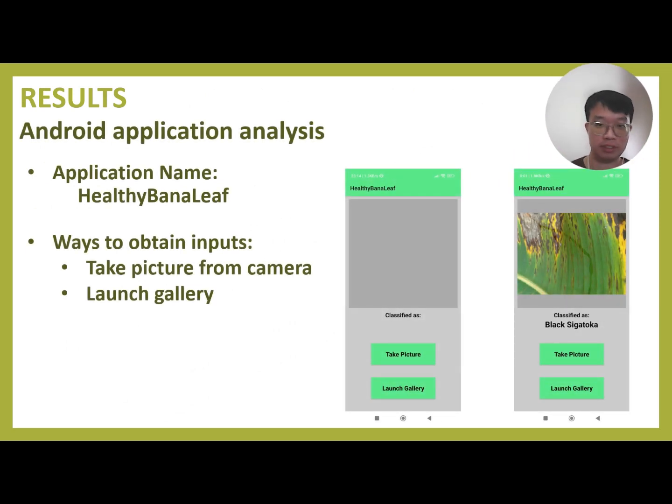After comparing the models, the best model, which is MobileNet, is chosen and implemented in this app, which is called Healthy Banana Leaf. In this app, there are two ways to obtain inputs, which are taking pictures from the camera or launching the gallery to choose a picture in the gallery. On the right side, it shows the UI of the app.